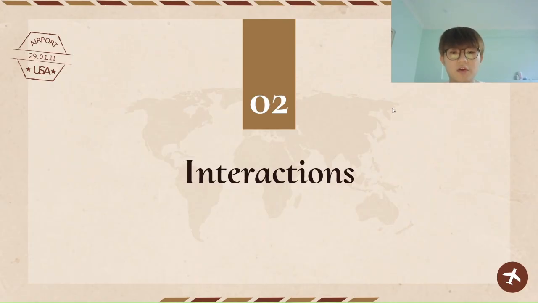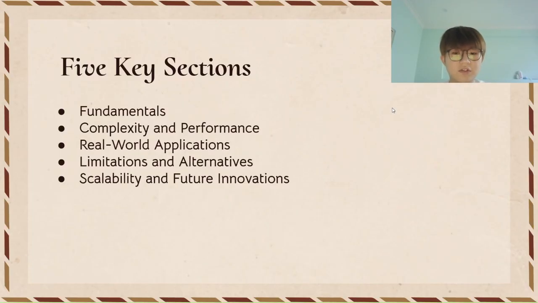So next, we'll be moving on to the interactions. So we'll be sharing about some key insights from our interaction with the chatbot, where we explored the topic of Dijkstra algorithm. To ensure our learning was comprehensive and well organized, we grouped our questions into 5 key sections: fundamentals, complexity and performance, real applications, limitations and alternatives, and finally, scalability and future innovations. Now I'll be passing my time to Linus to present on the selected questions from each section and explain why we asked it.